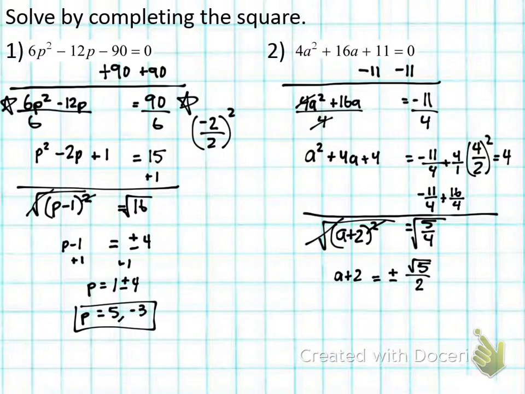Then we're going to subtract 2 on both sides, just like we did on the first problem. So we got a is equal to negative 2 plus or minus rad 5 over 2. Okay? And that's it. That's an acceptable answer to me.